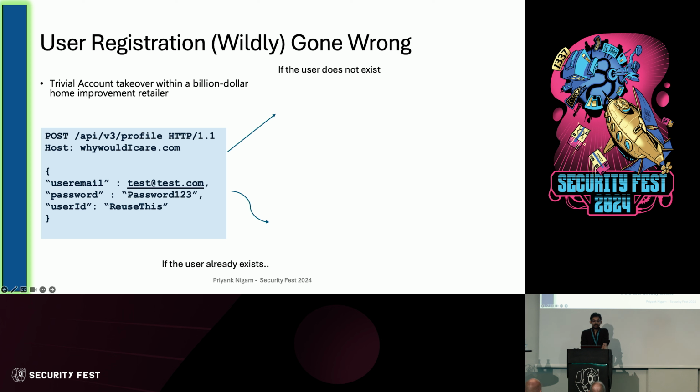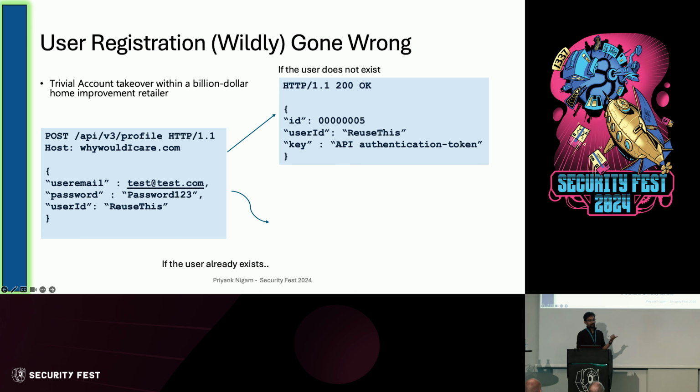So this is what the HTTP request looks like when I try to register a new user. It's just an API endpoint to the profile. You say the username you want, the password you want, and the user ID you want. It could be random, right? And then two cases, right? If the user does not exist, this is what the response looks like. I get a user identifier, the user ID, which could be random, and then I get an API authentication token for my user, right?